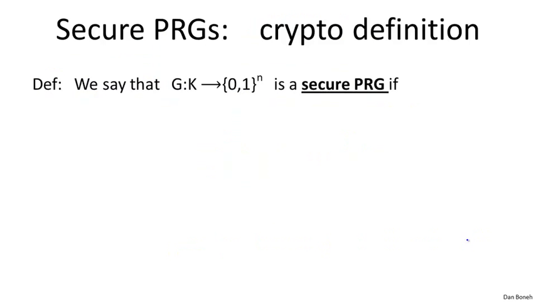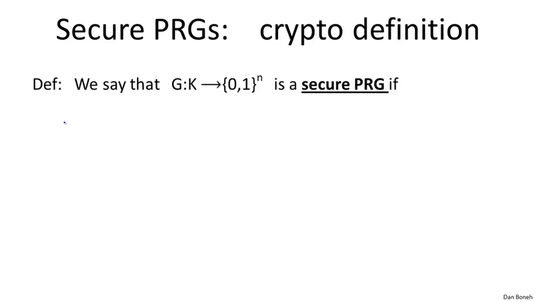Now that we understand what statistical tests are, we can go ahead and define what a secure pseudo-random generator is. Basically we say that a generator G is secure if essentially no efficient statistical test can distinguish its output from random.